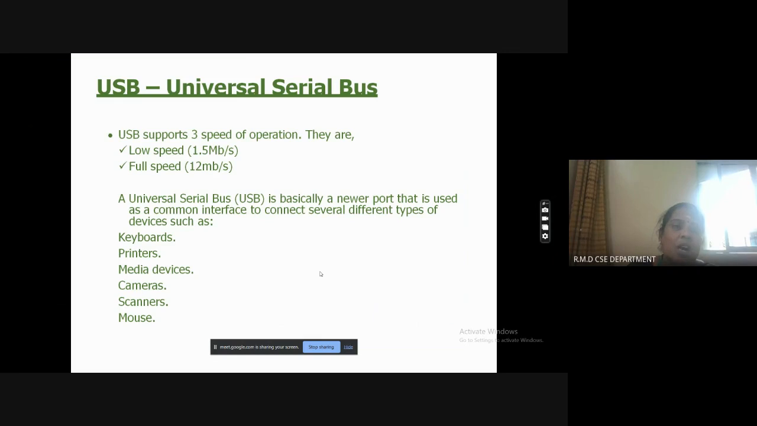Then there is another one called USB, the universal serial bus. The universal serial bus supports different speeds of operation: low speed, full speed and high speed. USB is basically a newer port used as a common interface to connect several types of devices such as keyboards, printers, media devices, cameras, scanners and mouse. USB is used for data transfer. It is like a bus only; it is one type of bus.